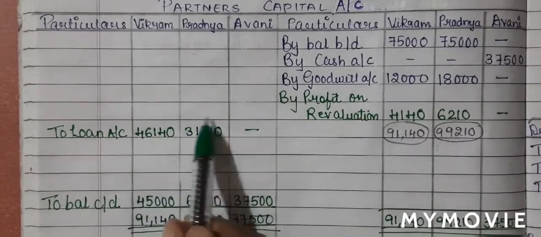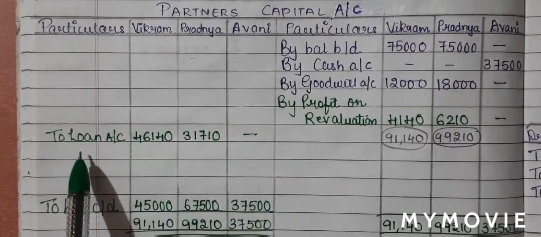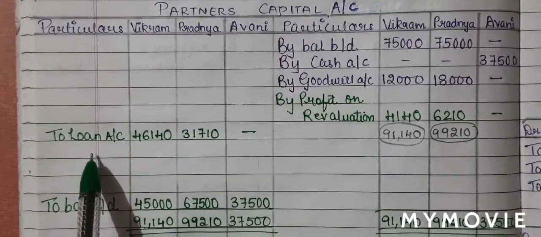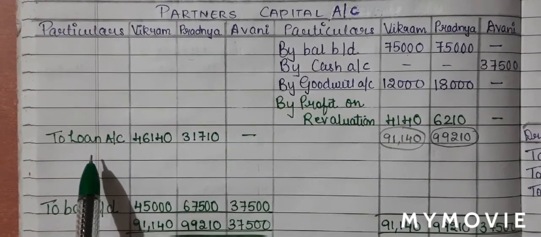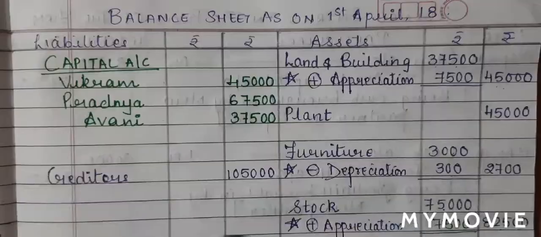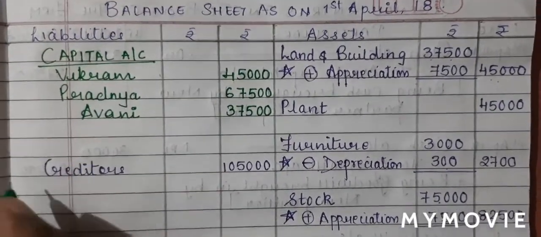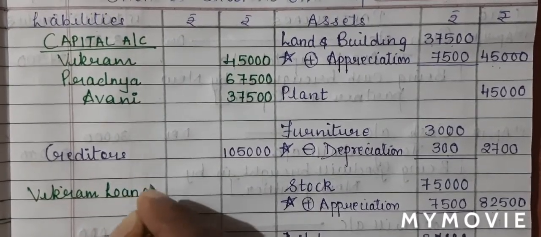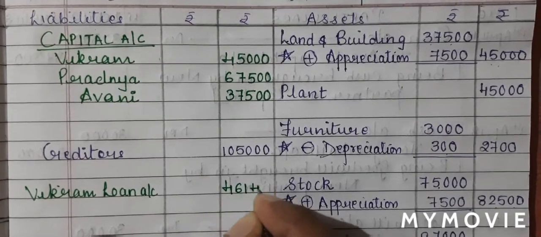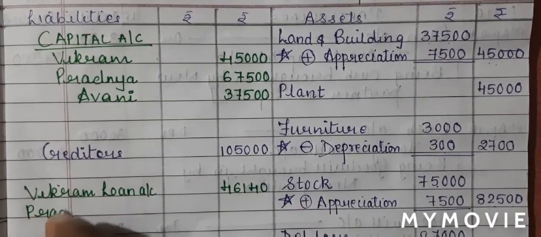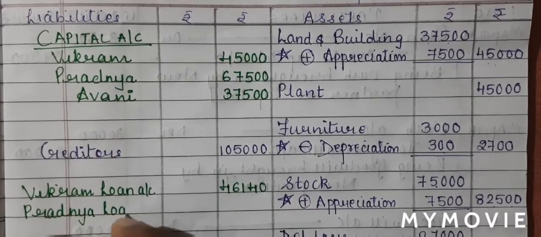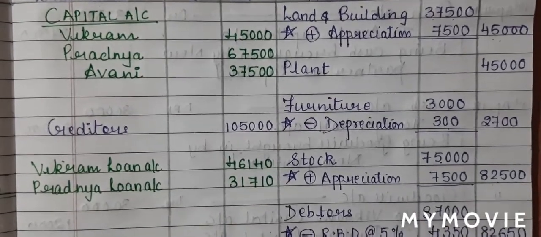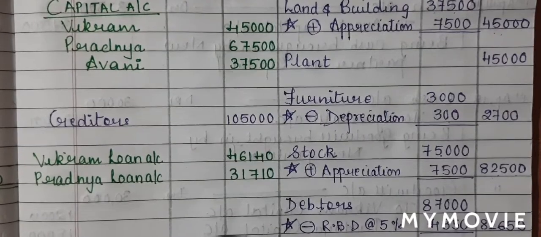So we have adjusted the excess amount of capital into their loan account. Now this is on the debit side. If it is on the debit side, which would mean it will be written on the credit side, which is my liability side. So on the liability side, I will write down Vikram loan account 46,140 and Pradnya's loan account 31,710. Now students, I will tally my balance sheet.